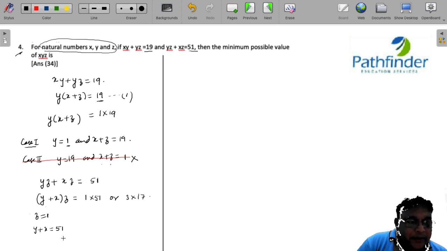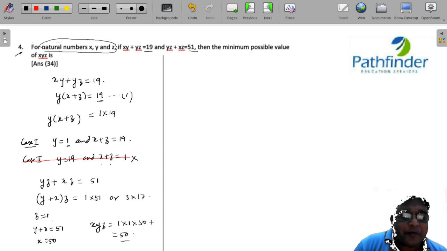Now if this were the case, we already have the value of y as 1. If z is 1, then x must be 50 and the product xyz is 1 into 1 into 50, which is equal to 50. This is one possible value of xyz.